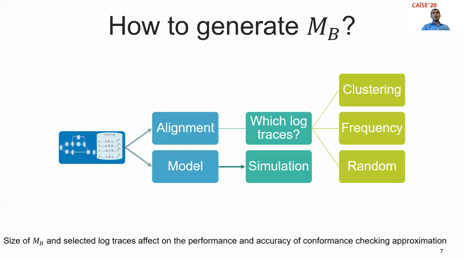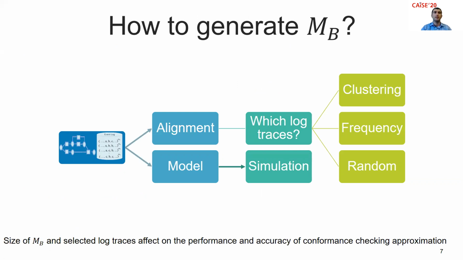So the first question is, how could we have this MB? How could we build this MB? There are two main methods for building MB. We can simply simulate the model and keep as many traces as we want, or we can select some of the log traces and use normal alignment techniques to find the most similar traces of them and consider them as MB.